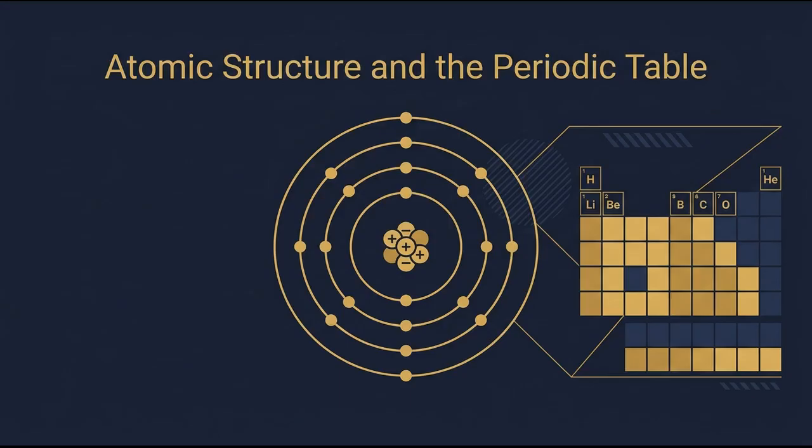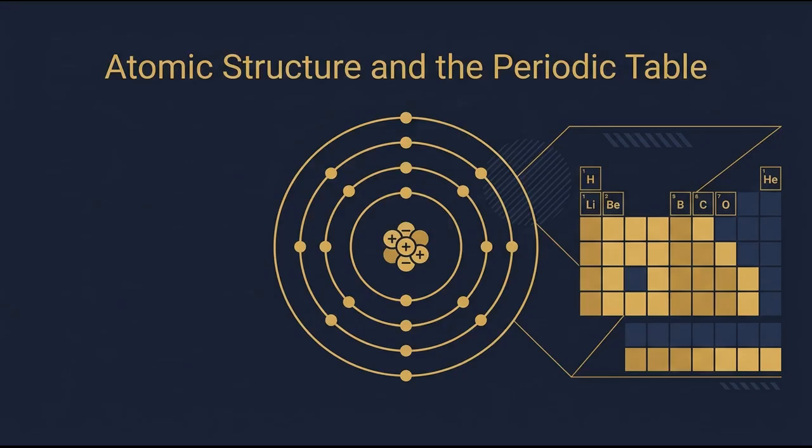Moving outward from the nucleus, let us look at electron configuration. A neutral chlorine atom, which has an atomic number of 17, has an electron arrangement of 2, 8, 7. That means 2 electrons in the first shell, 8 in the second, and 7 in the third.